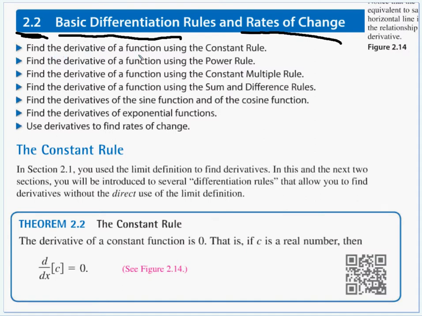We're going to find the derivative of a function with the constant rule, and that will lead us to the power rule, and then the constant multiple rule, the sum and difference rules, derivatives of sine and cosine, and we'll get to the other ones later in the book. Find the derivative of exponential functions and derivatives as rates of change. We are going to get to these rules. We could call them shortcuts, easier ways to take derivatives than the difference quotient that we have been using.